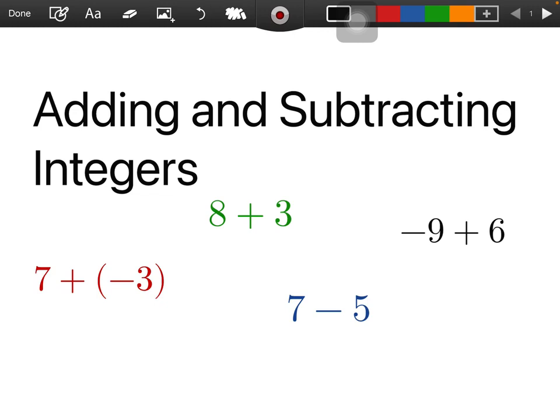Okay, so we're going to use those lyrics. Same sign add, different sign subtract. Same sign keep the sign, different keep the larger. And we'll play this video in class so you guys can actually see it. It's a great song though.